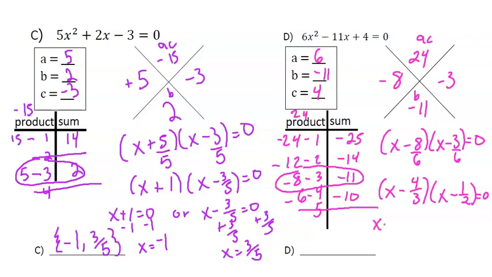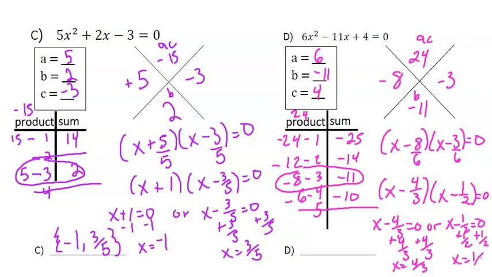We'll set each of these factors equal to 0 separately. Add 4/3. So we have x equals 4/3. And then add 1/2. X equals 1/2. So your two solutions are 1/2 and 4/3.